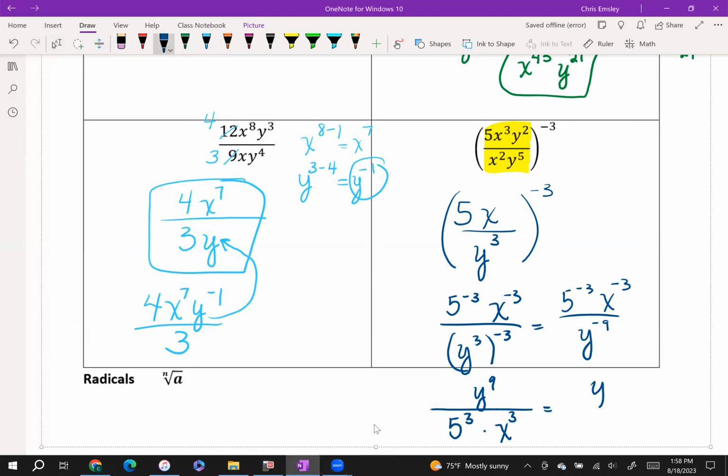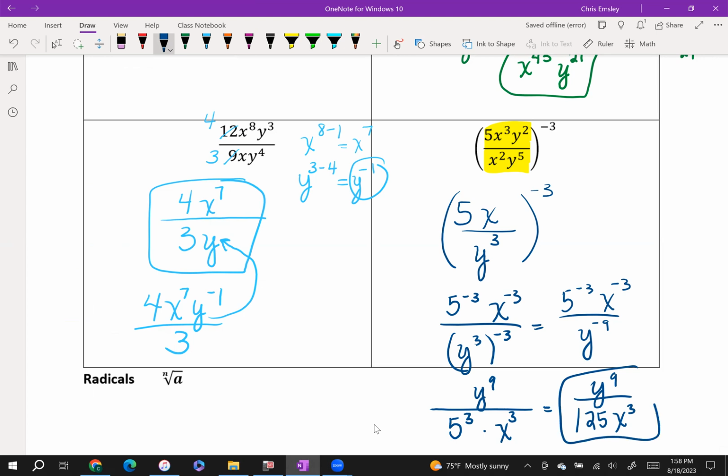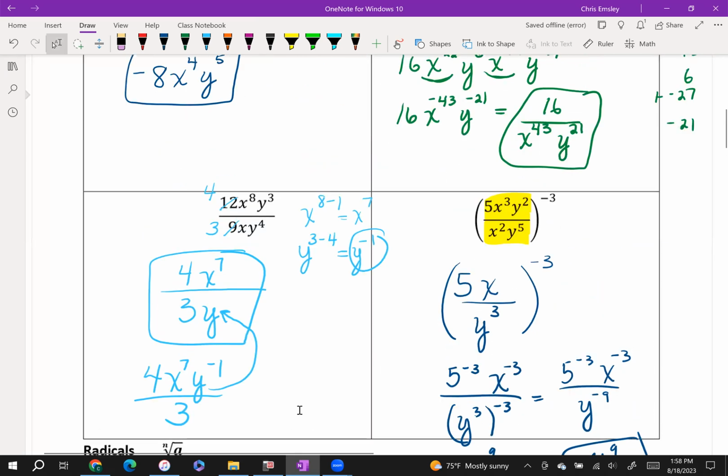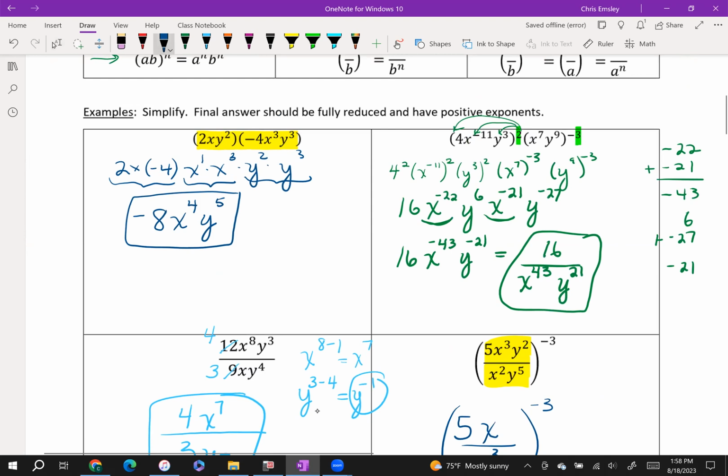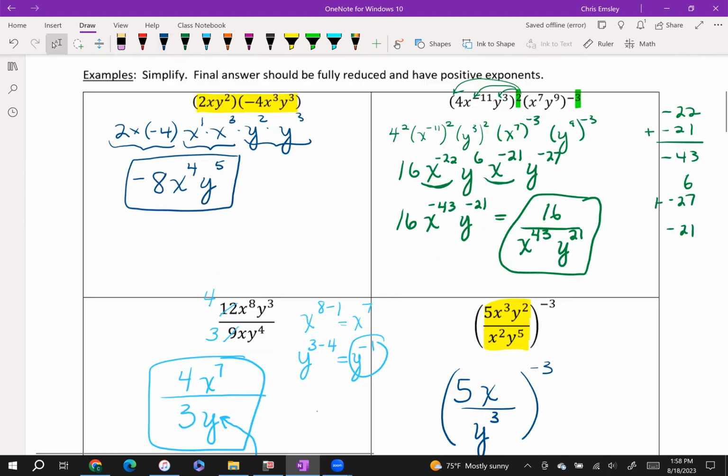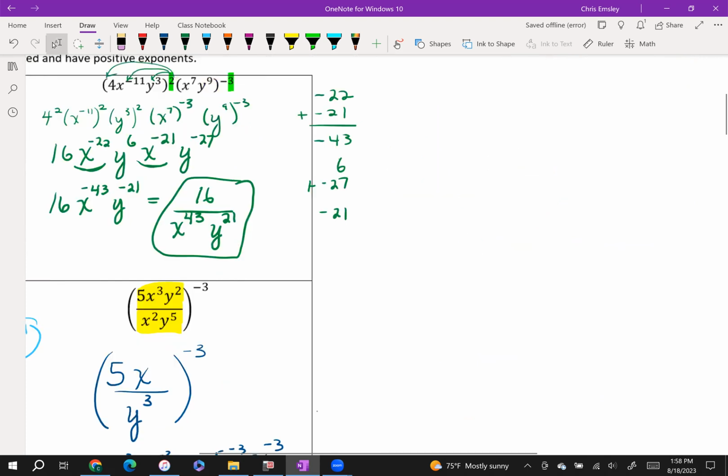So our final answer: y to the 9th over 125 x cubed. Next up, we're going to talk about radicals, but before we do that, I want to point out one more thing. The way we did this, we took our exponent and applied it to everything in the parentheses. We can only do that if there is just a single term inside the parentheses. And let me show you what I mean by that.